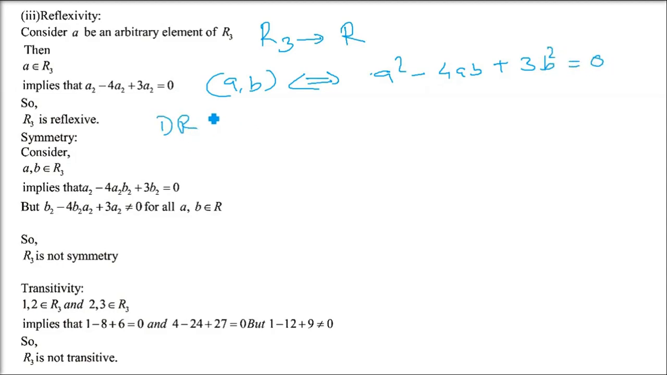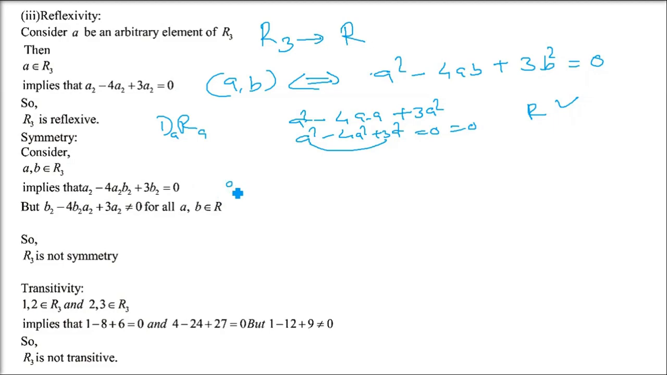So let us start with our reflexivity. A should be related to A. Now just put A as B. So A square minus 4A, now put B as A, plus 3B as A, so you have A square minus 4A square plus 3A square. 3A square plus A square is 4A square. 4A square minus 4A square is 0. So you get reflexive here.